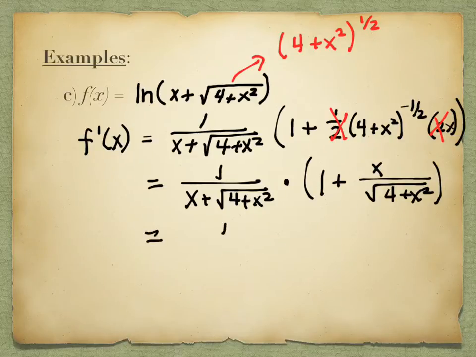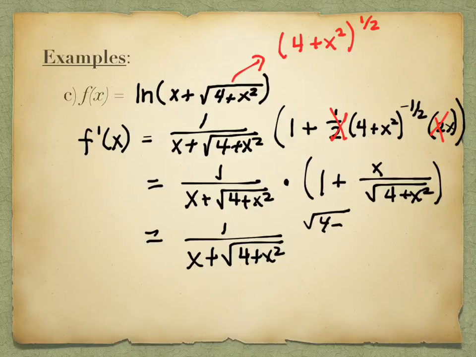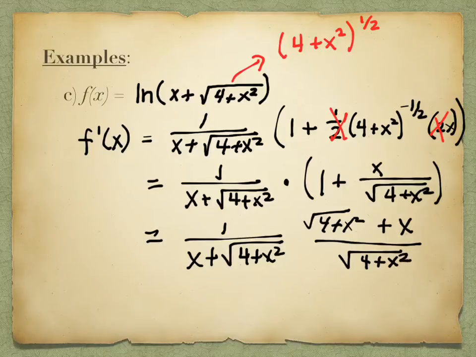We got 1 over the x plus the square root of 4 plus x squared. And then I'm going to actually have a 4 plus x squared now that's on top because of the 1, right? 1 is going to be that 4 plus x squared top and bottom with the square root, of course, plus my x, and my denominator is the square root of 4 plus x squared. Does everybody see where that all came from? Does everybody see why that's really nice?